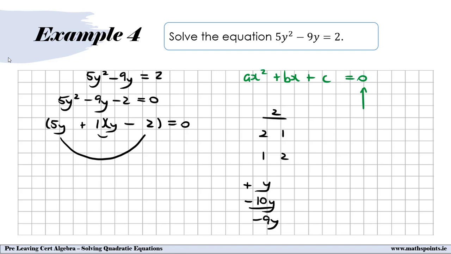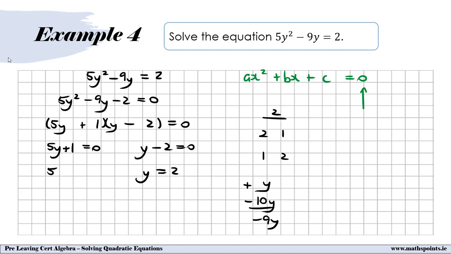So I'm going to get rid of the two lines that are just for rough work, and again, I don't generally write them down, it's just to describe what we're doing when we find the product of the inner and the outer. So I let each bracket equal 0, so 5y plus 1 equals 0, and y minus 2 equals 0. Y minus 2 equals 0 is very easy because I'm just going to add a 2 to both sides, so y equals 2.